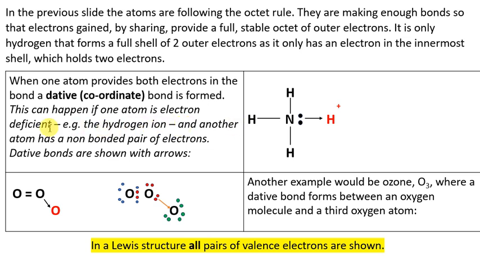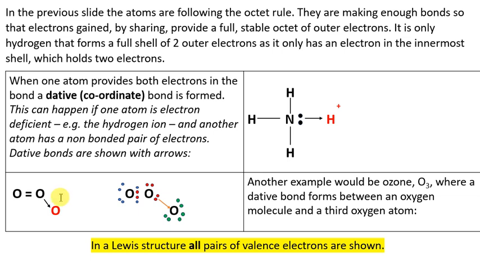We've got the hydrogen ion and another atom has a non-bonded pair of electrons. In this case, I've drawn nitrogen. Nitrogen, group 15. 5 outer electrons gained a full, stable octet by making 3 regular covalent bonds with 3 hydrogen atoms. But with 5 outer electrons to begin with, it has a non-bonded pair of electrons left over, used here to make a dative bond with the hydrogen ion.